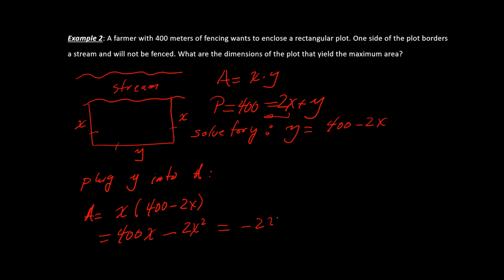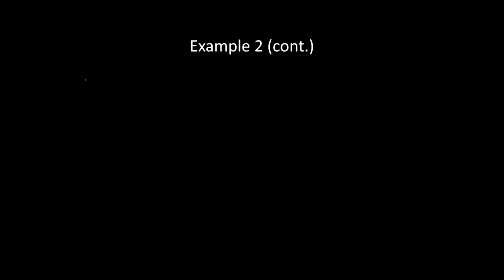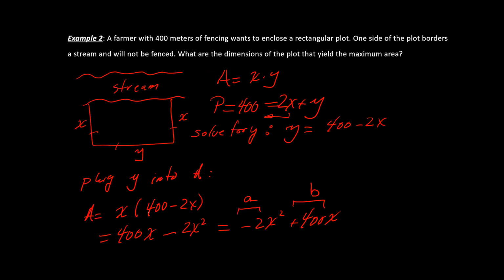And let's rearrange it so it looks like standard form. Here's my a, here's my b. Yes, it's an inverted parabola. So we'll say A is an inverted parabola. The vertex is the max. So what's the x coordinate at the vertex? It's negative b over 2a.